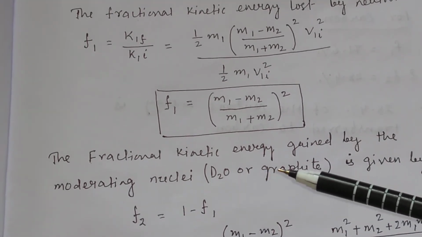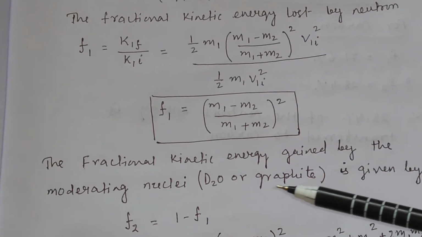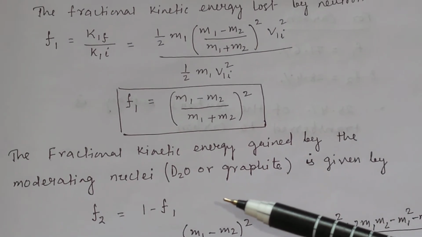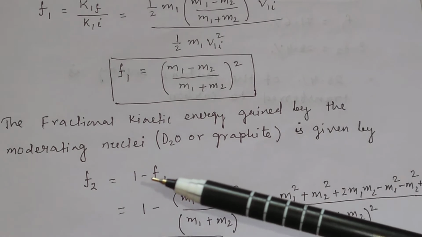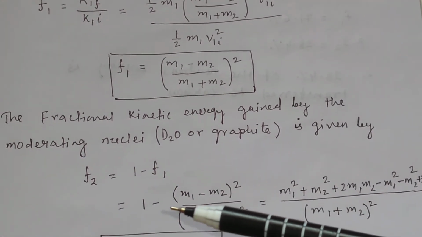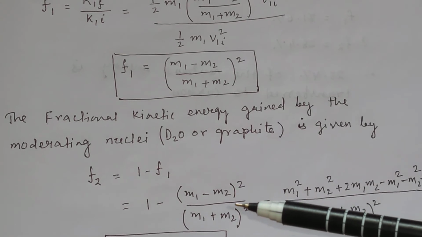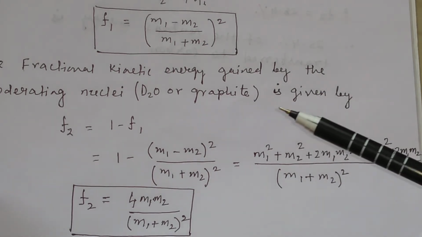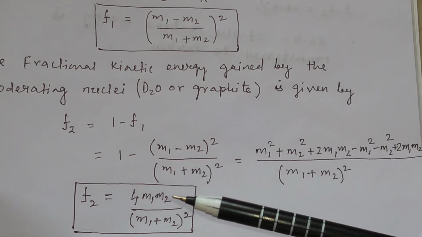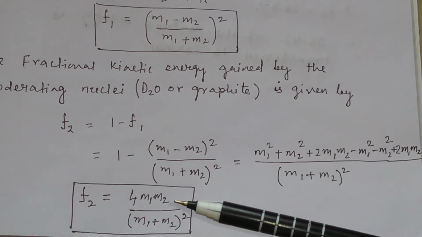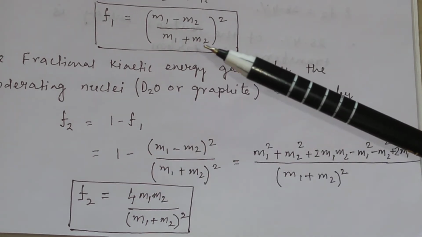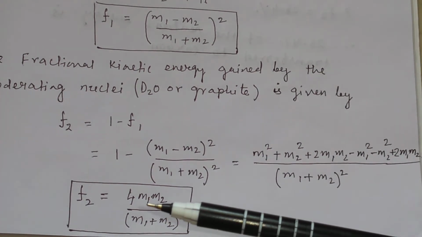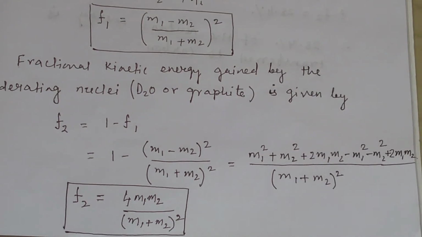Similarly, you can calculate the fractional kinetic energy gained by the moderating nuclei, that is the deuterium or heavy water or graphite. This will be equal to, suppose f2, that is equal to 1 minus f1. So 1 minus ((m1 minus m2) divided by (m1 plus m2)) whole square. If you calculate it, this will be equal to 4 m1 m2 divided by (m1 plus m2) whole square. So you have to remember this formula for f1 and f2. f1 will be equal to ((m1 minus m2) divided by (m1 plus m2)) whole square, and f2 will be equal to 4 m1 m2 divided by (m1 plus m2) whole square.